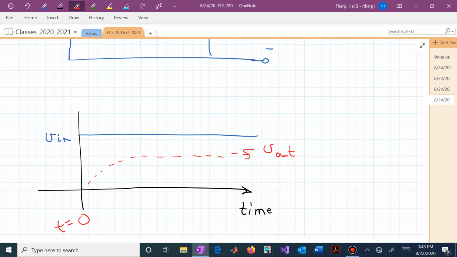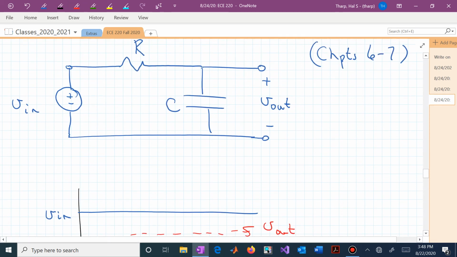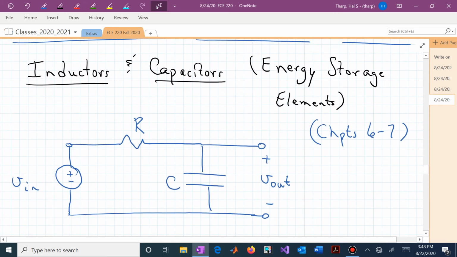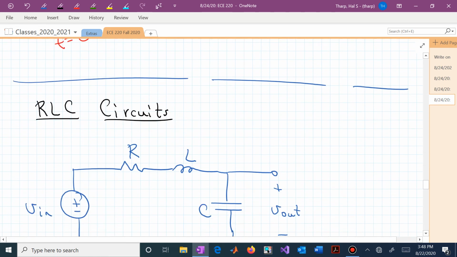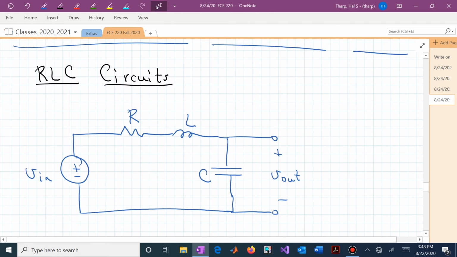You now have this charging up effect, and now we have to move beyond just algebra and algebraic equations when we have energy storage elements. This is why you need the differential equations. Now we have differential and integral equations, and we need to understand how to solve those so that we can then obtain these output waveforms for given input waveforms.